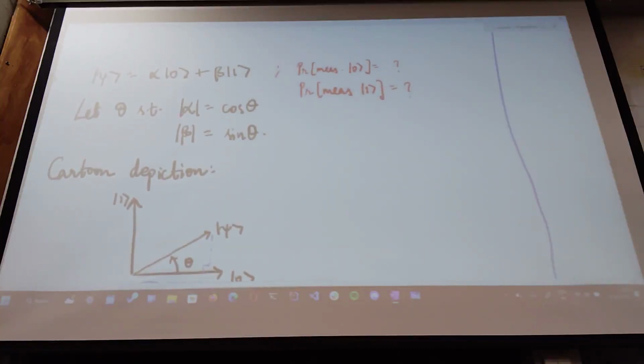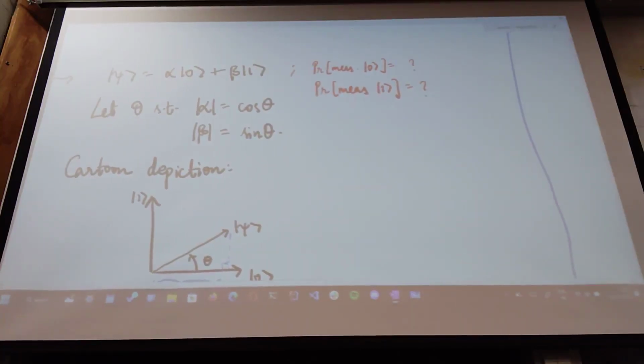So for example, you can write any state psi in the form of alpha 0 plus beta 1. Since the state is normalized, without loss of generality, we can let theta be a real angle such that the magnitude of alpha is cos theta and the magnitude of beta is sine theta.